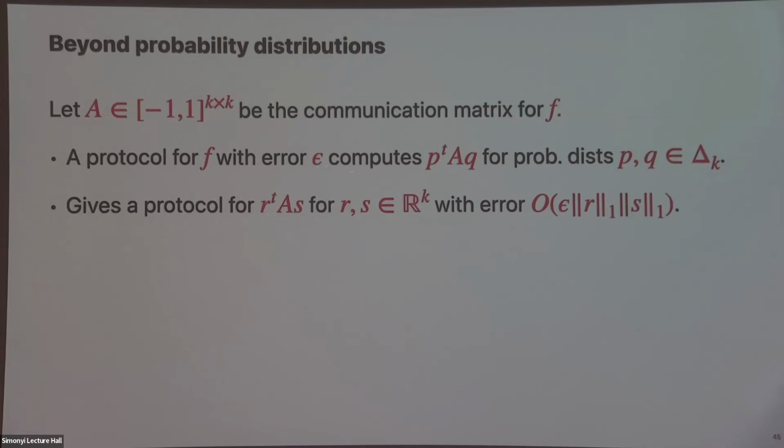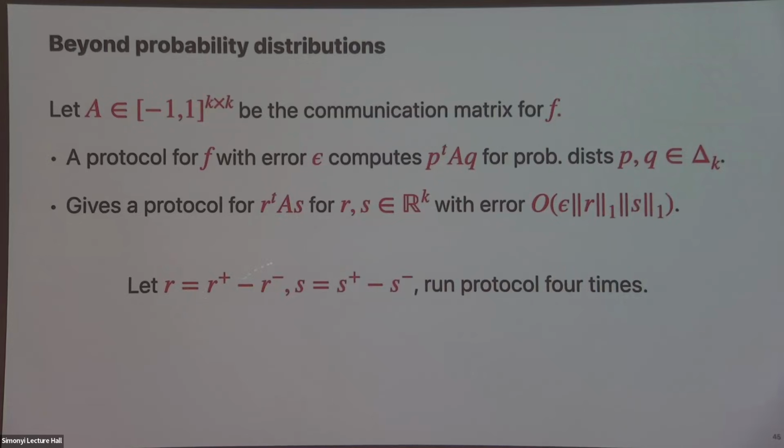But I claim that you can jailbreak this protocol and run it on R and S for real valued vectors R and S. And the error that you'll get is epsilon times the 1 norm of R times the 1 norm of S. If R and S happen to be probability distributions, then you get back some order epsilon. But in general, this is just a convenience. You can also run it on real valued vectors R and S. So why is this true?